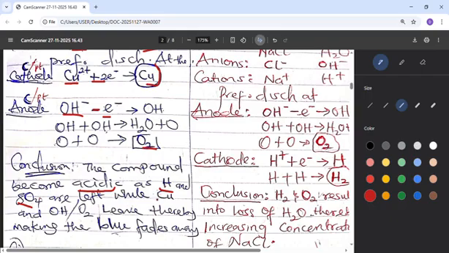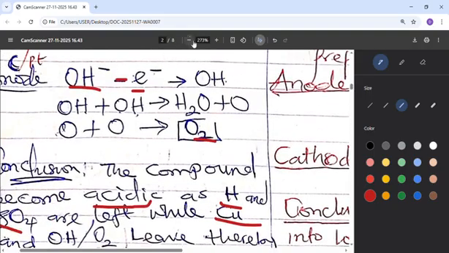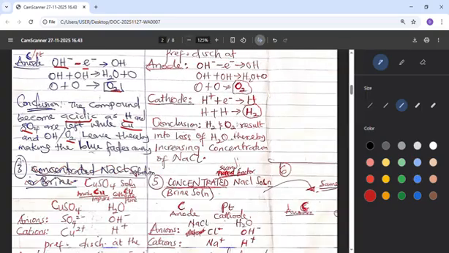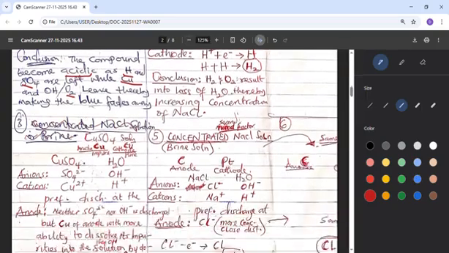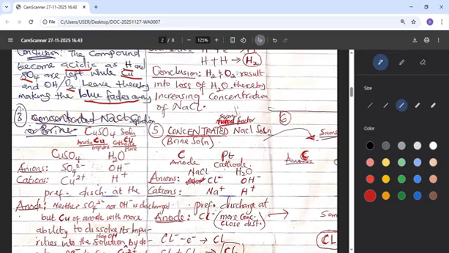H2SO4, they will be left, while copper and the oxygen gas are being removed. So when copper is removed and oxygen is removed, it means hydrogen and sulfate will remain, which is an acid. Then if you notice that the color of copper sulfate is actually blue, meaning as copper is leaving, the blue will begin to fade away. So that is for the copper sulfate.